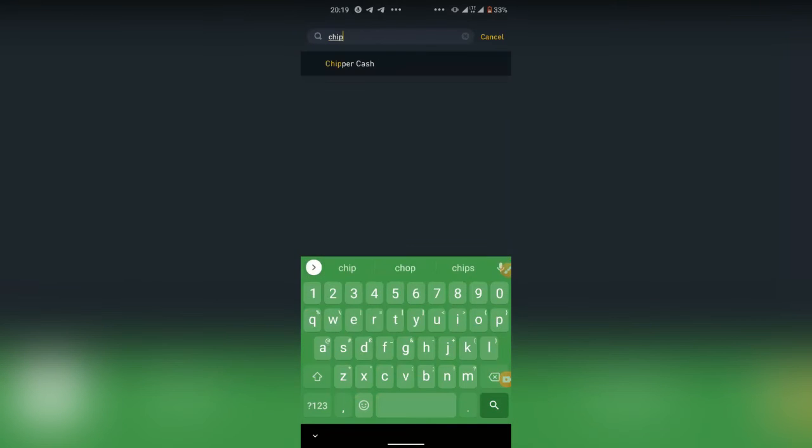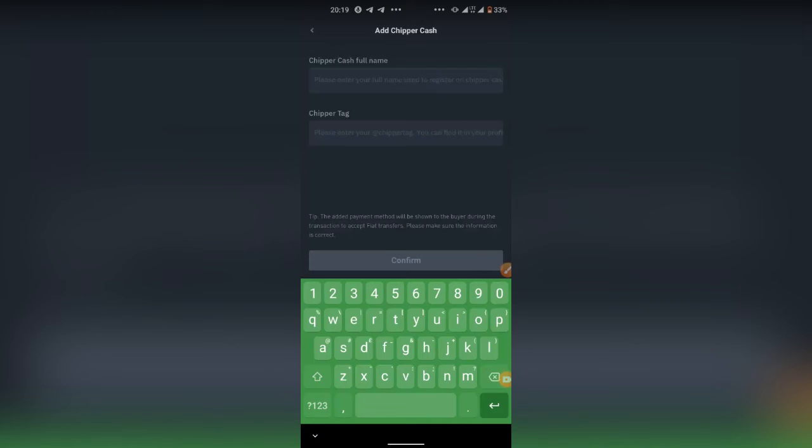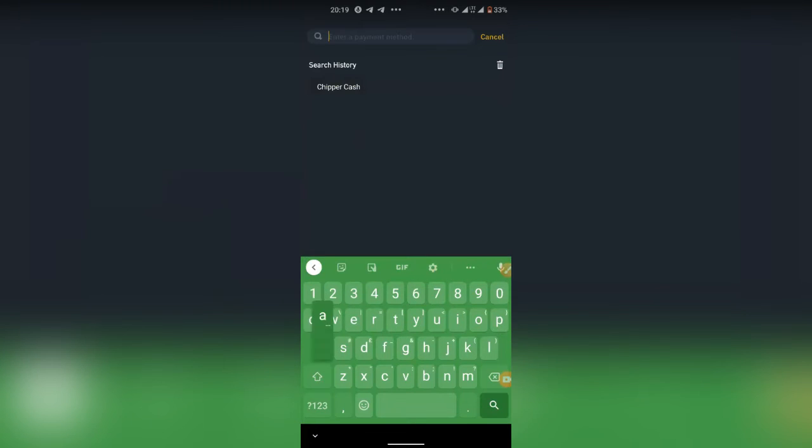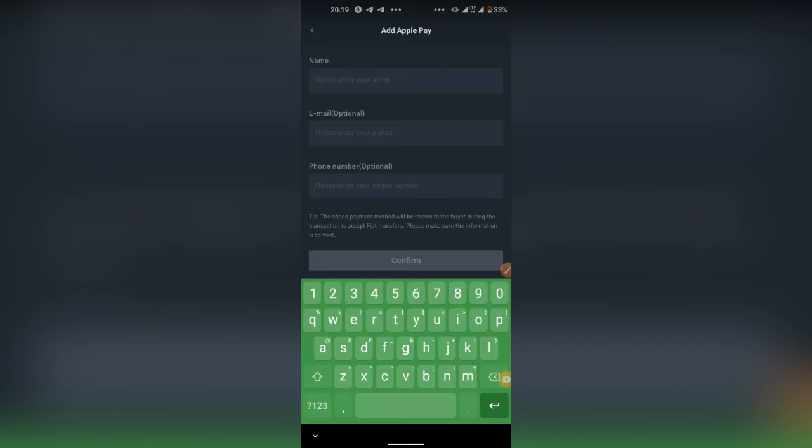You start out for Cheaper Cash. This is Cheaper Cash here. You add your Cheaper Cash details, add your tag, and then you're gonna use. Is it Apple Pay you want to use? This is Apple Pay. Is it Cash App? You just add your details and then sign it up, right?